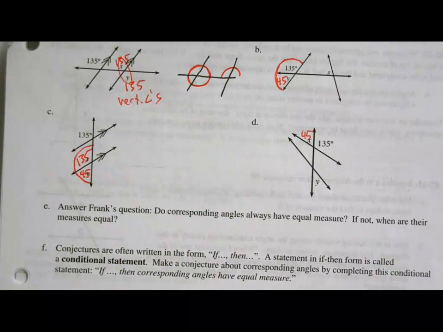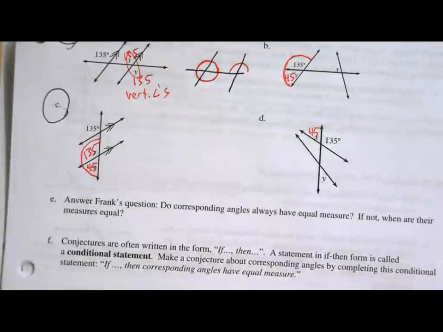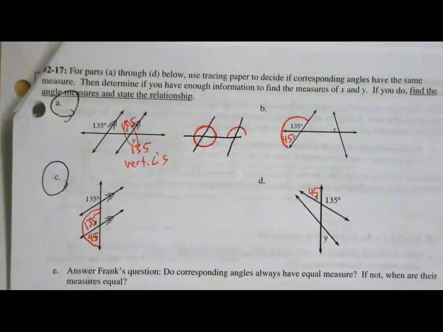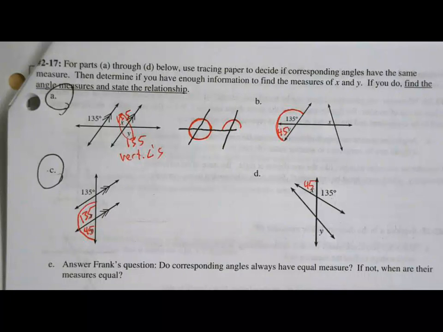So are corresponding angles always equal to each other? No. The answer is no. What special condition has to happen in order for corresponding angles to be equal to each other? It happened in A, and it happened in C. What special was going on in A and C that was not going on in B and D? Yes, we got parallel lines, okay?